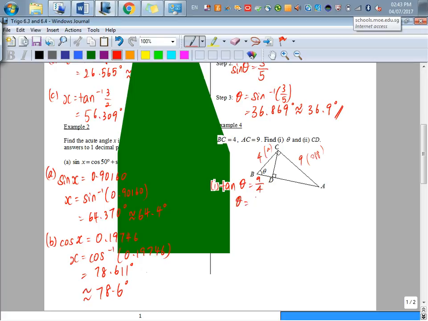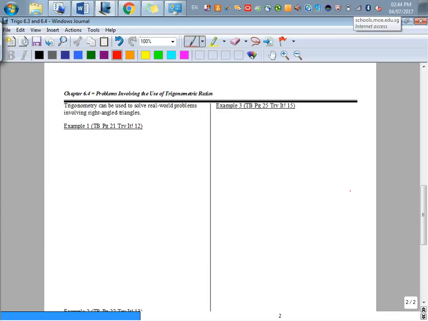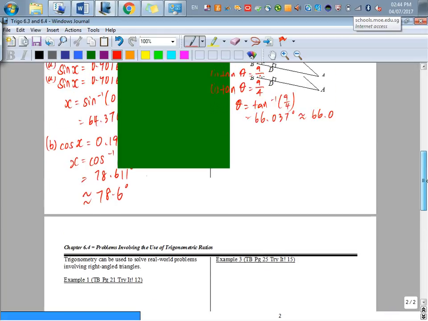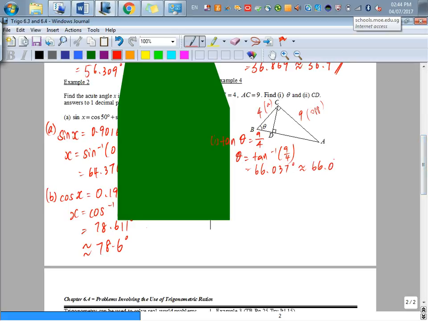So theta equals tangent inverse 9 over 4. Our answer will be, use your calculator from here, 9 divided by 4, 66.037 degrees. Round it off to 66.0 degrees. Okay, 66.0 degrees. That is our theta, part 1.